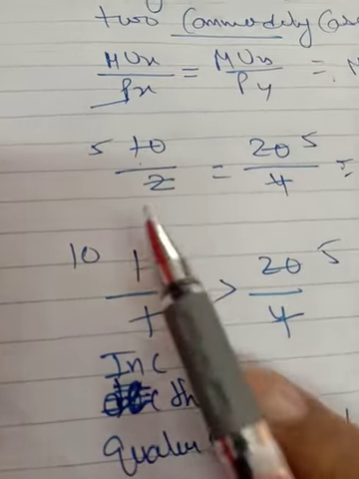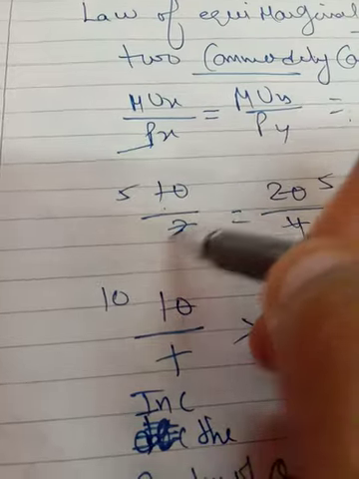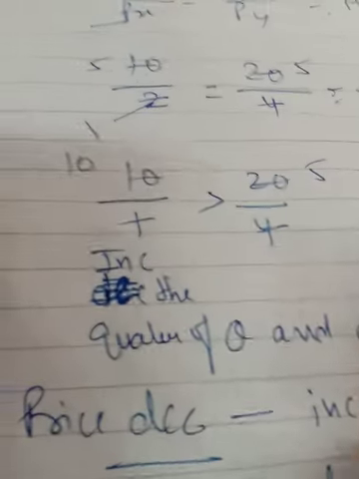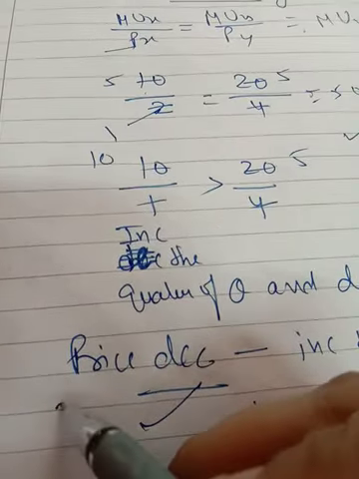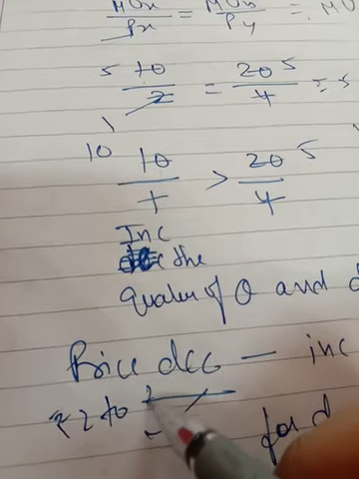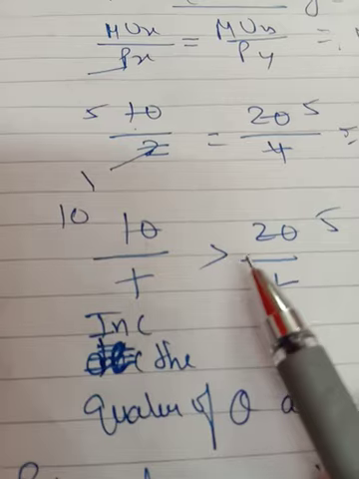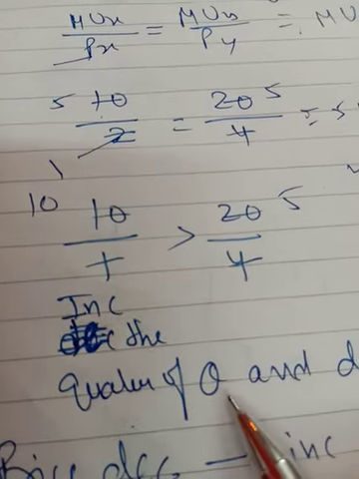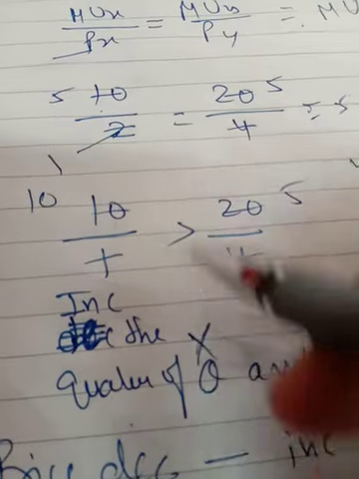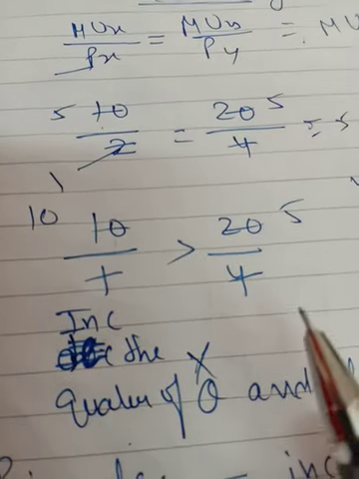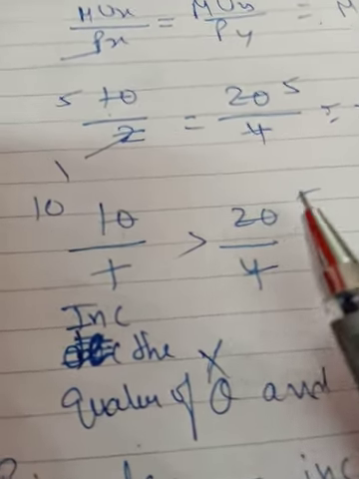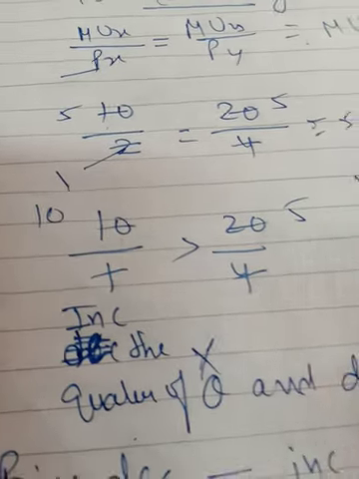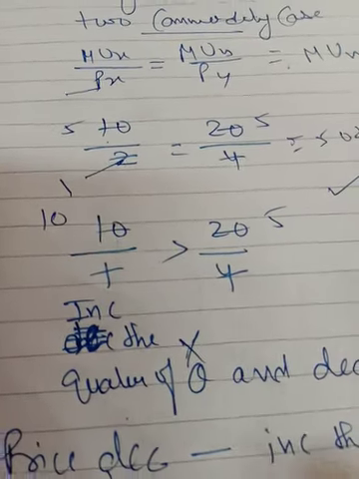Now what happens if the price of the x commodity decreases from 2 to 1? That means the price is decreasing from rupees 2 to rupees 1. Now you have to get the equilibrium again, and to get the equilibrium, what you have to do is increase the quantity of the x commodity, so that marginal utility will decrease and they both will be equal again. So you have to increase the quantity of the x commodity over there.